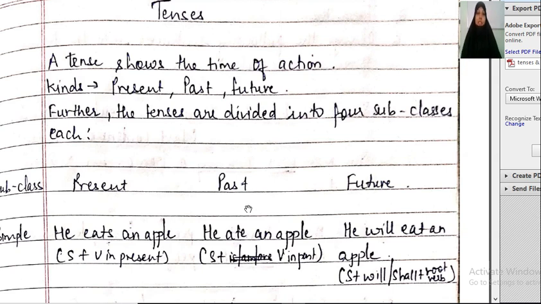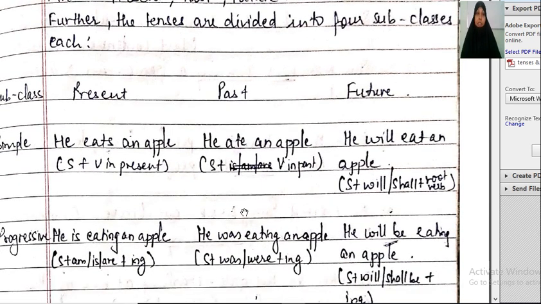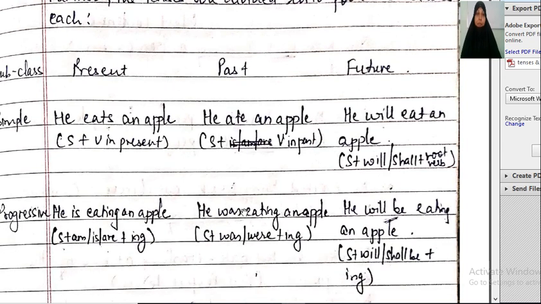So first, tense. What is tense? A tense shows time of action. It shows us whether the action has taken place in the past, whether it is taking place in the present, or it will take place in the future. Now further, these tenses are divided into 4 subclasses. We are going to see each tense according to the subclasses.